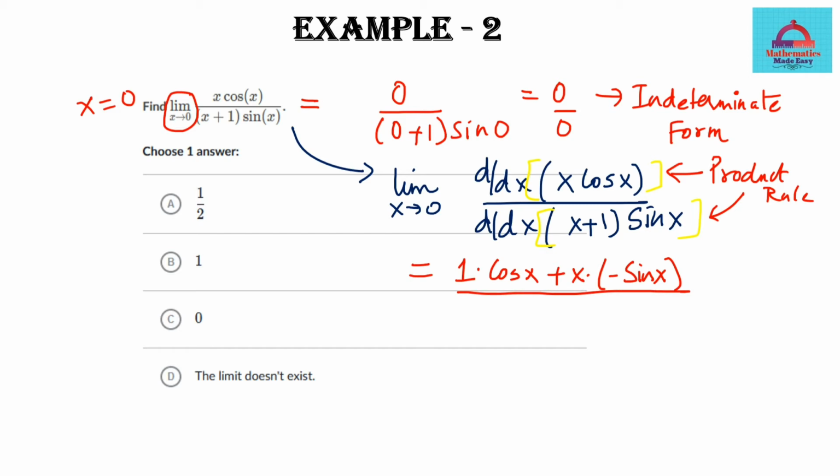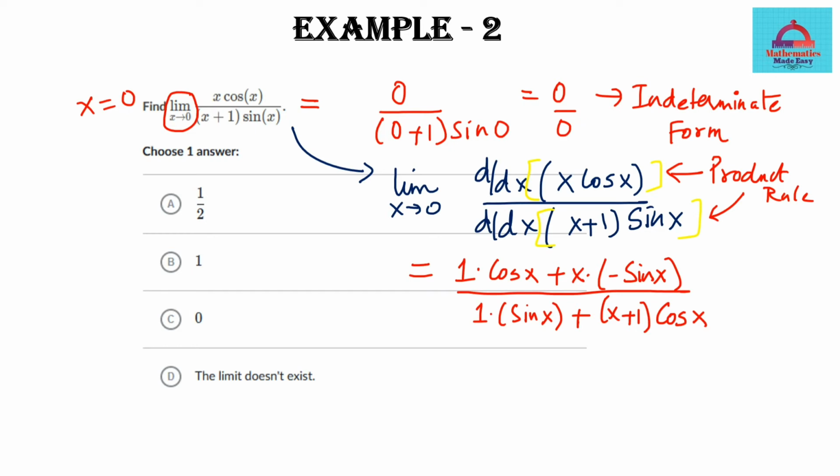Let me come to the denominator now. If I differentiate x plus 1, the derivative is going to be 1, because the derivative of x is 1, and 1 is a constant, so its derivative will be 0. So 1 is the derivative, sin x as it is. Then you write x plus 1 as it is and the derivative of sin x. The derivative of sin x is very easy, cos x. So this is how you differentiate.